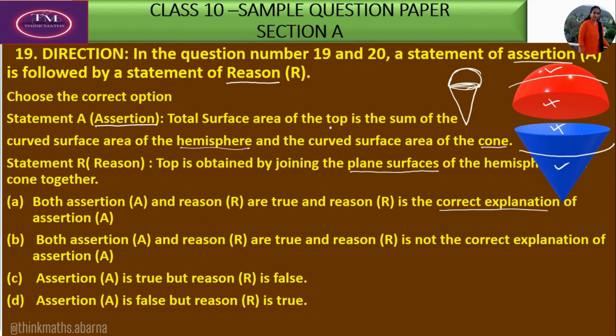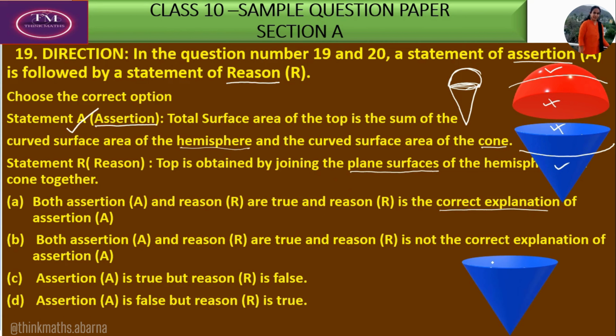So the total surface area will be the sum of the curved surface area of the hemisphere and the curved surface area of the cone. So assertion A is correct. Now what is statement R? A top is obtained by joining the plane surfaces of the hemisphere and cone together. So we are getting the shape of a top. How is this top obtained? By joining the plane surfaces.